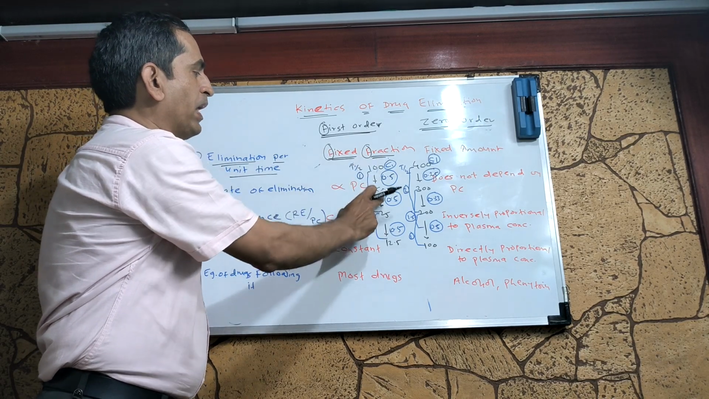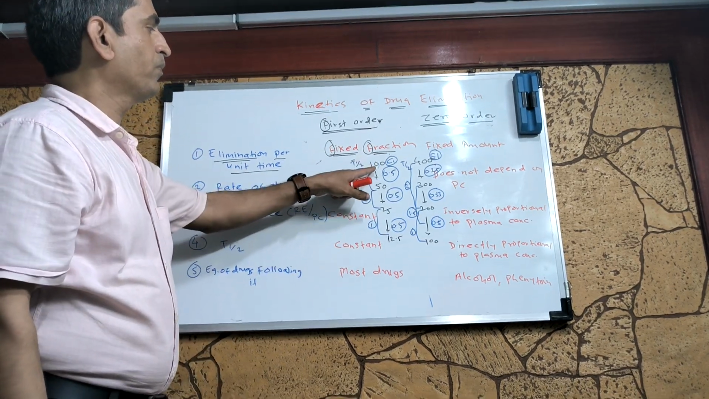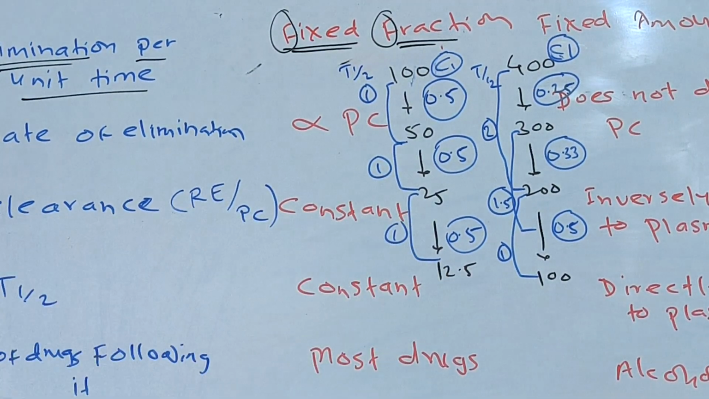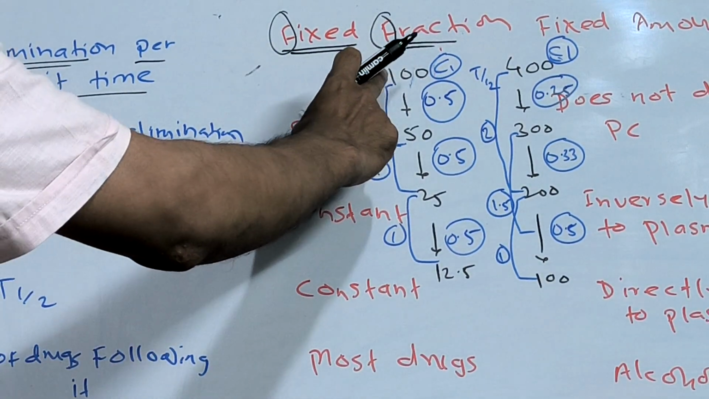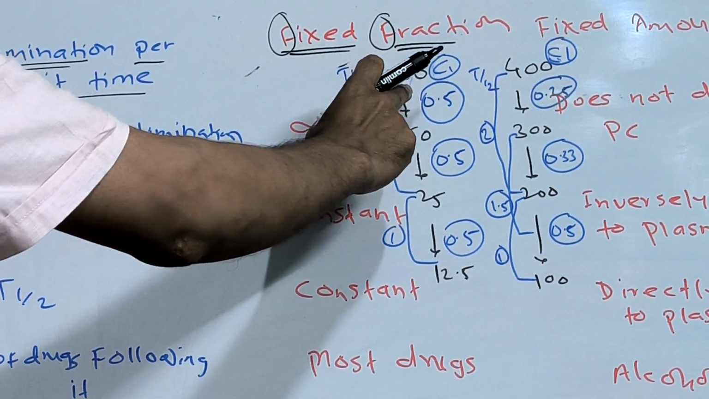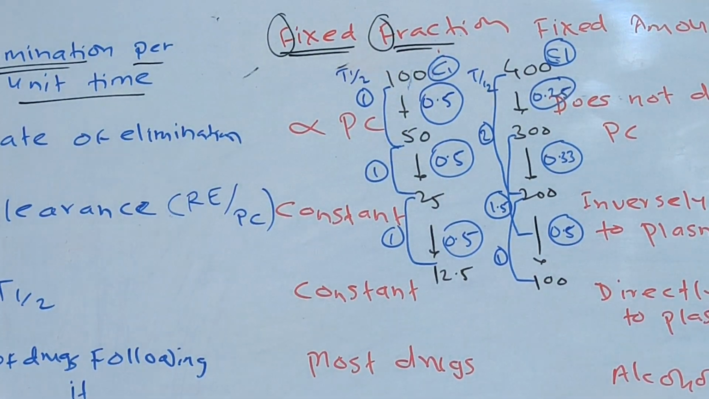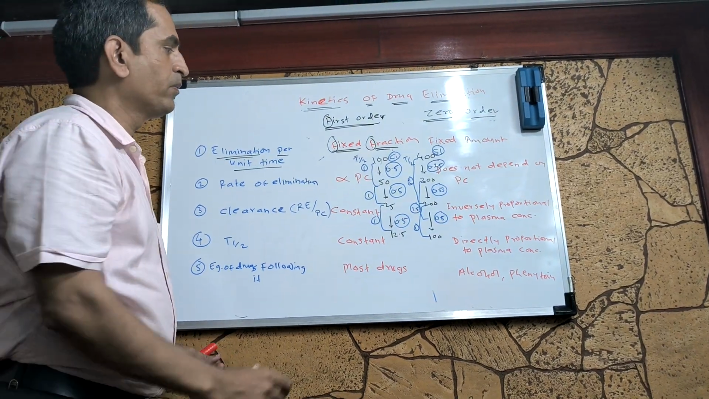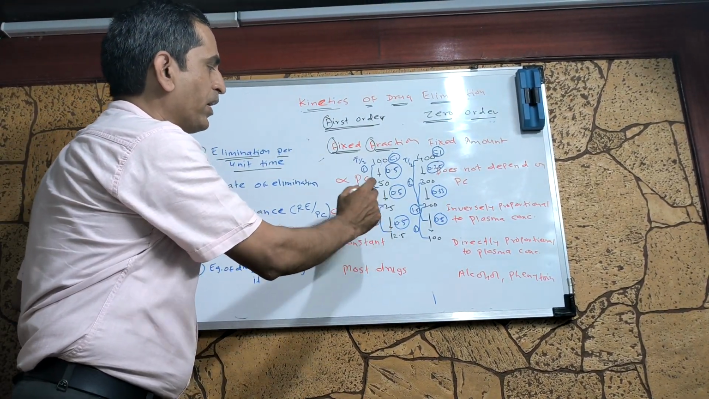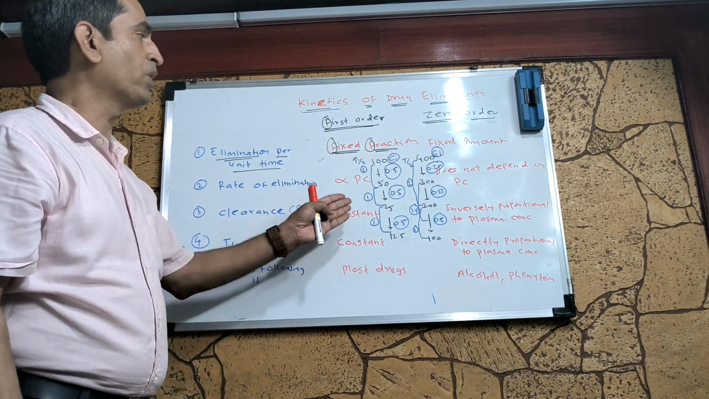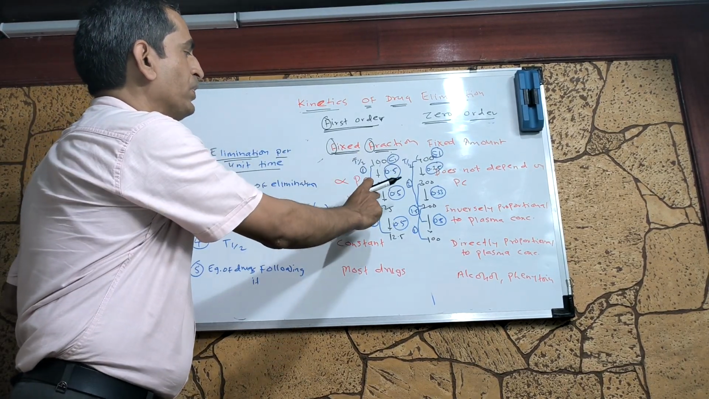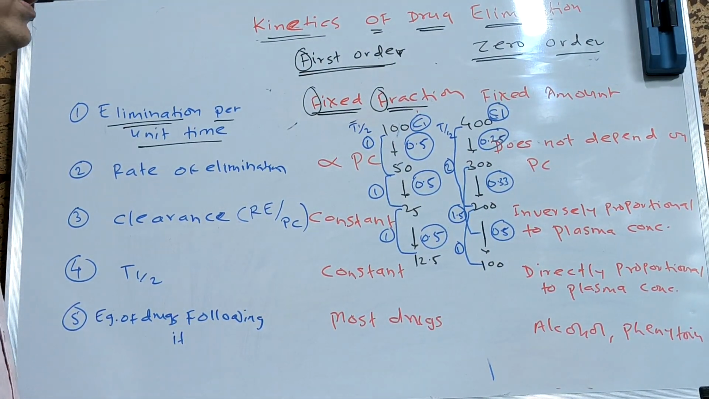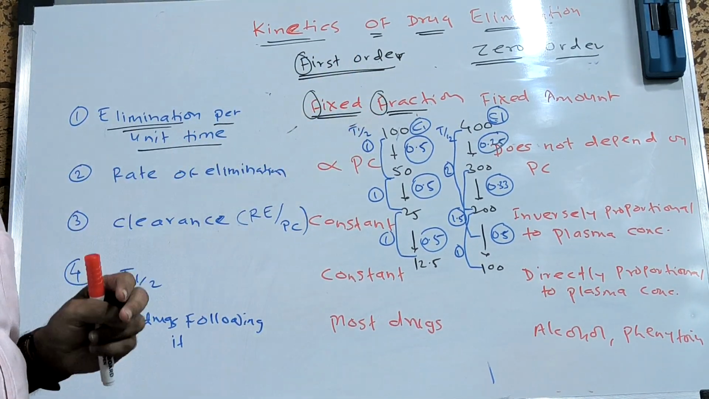If you carefully look at these black numbers, 100 is converted into 50, 50 into 25, 25 into 12.5. That means in 1 unit of time, 50% of the drug is eliminated. In the next unit of time, another 50% is eliminated, and in the next, another 50% is eliminated from the body. That means in each unit of time, a fixed fraction, that is 50% of the drug, is eliminated, and that is called first order kinetics.